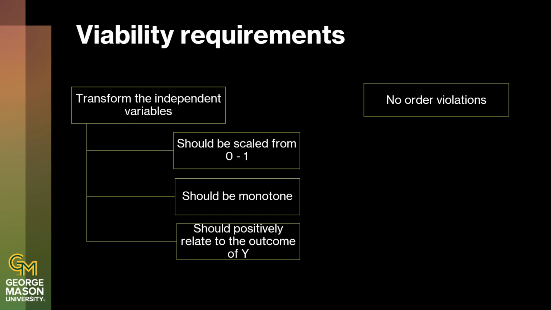The second vital requirement is to ensure no order violations. Now, order violations occur when the order of the outcome of y between two cases switches due to a shared feature. So for instance, if you want to consider three independent variables a, b, and c, when only a is present, the outcome y is lower than when only b is present. However, when a shared feature c is added to both cases, the outcome order reverses.